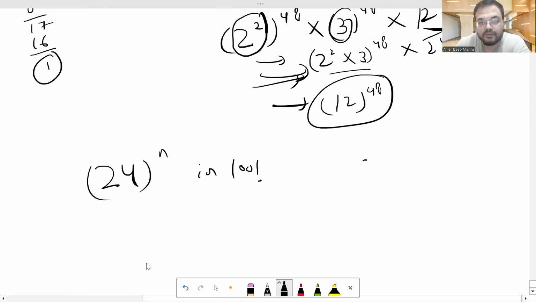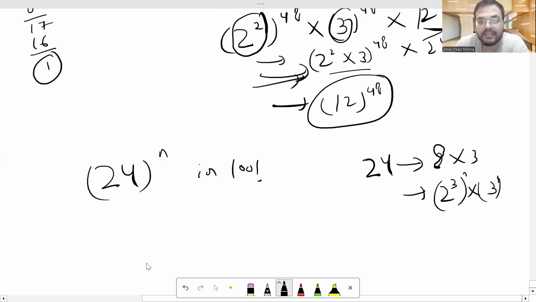So first of all, 24 is a composite number. You break this down in the form of prime numbers. So 24 can be written as 8 into 3. And 8 is what? 8 is 2 cube. Okay. So basically you have to find out the power of 2 cube and then the power of 3, and compare which power is smaller. So whichever power you get is smaller, that will be the answer. Okay. That will be the power of 24. Okay, so this question is for you.